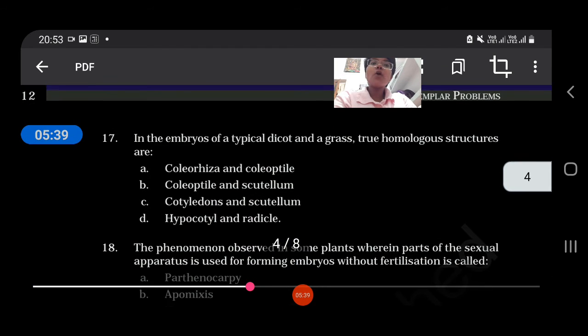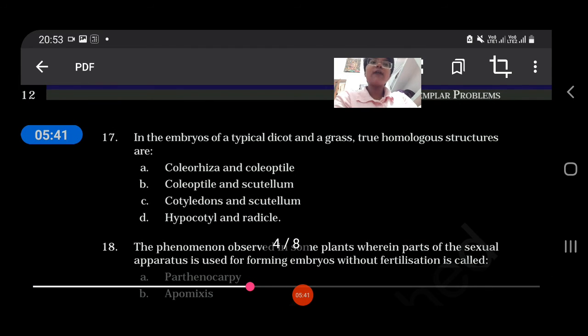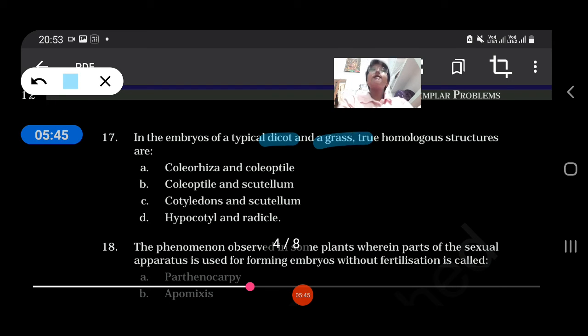In the embryo of a typical dicot and grass, two homologous structures are cotyledons and scutellum. As scutellum is shield shaped, it is the cotyledon present in monocots. Okay, and it is very important, as you know, scutellum.